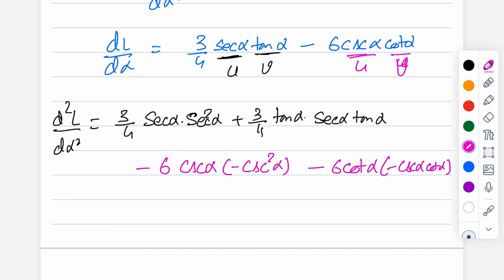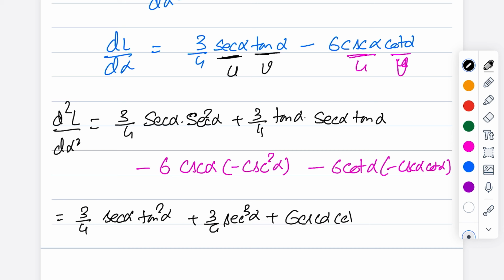So when I simplify, I'm directly writing that answer. You should be getting 3/4 secant α tan² α plus 3/4 secant³ α plus 6 cosecant α cot² α plus 6 cosecant³ α.